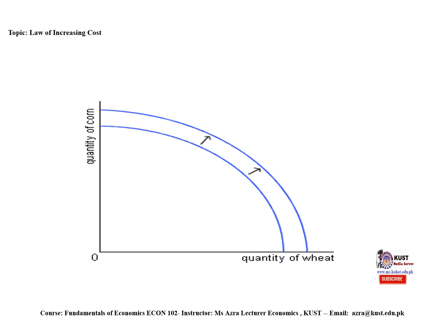Here are the two lines of the production possibility curve. Let's suppose this is point A and this is point B. We can say that the production possibility curve has shifted from one line to another line. That shows the growth of an economy. It shows that due to economic growth, production of both the crops, wheat and corn, has increased.